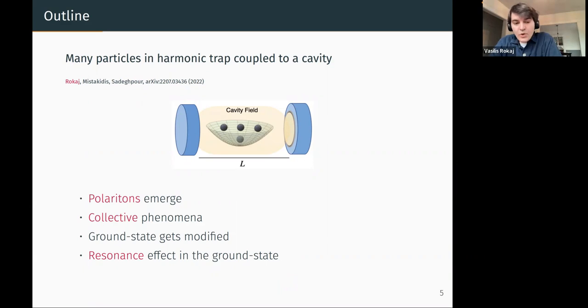In this setting, what I will show you is that polaritons indeed emerge, so hybrid quasiparticles between light and matter, between the ions and the cavity photons. And really in this setting, there is a modification in the ground state, and there is a collective behavior in the system. The more particles you put in, the larger the effect you see in the modification of the ground state. And another key result that shows up in this model is that the modification of the ground state becomes maximal when we are in resonance with the cavity.